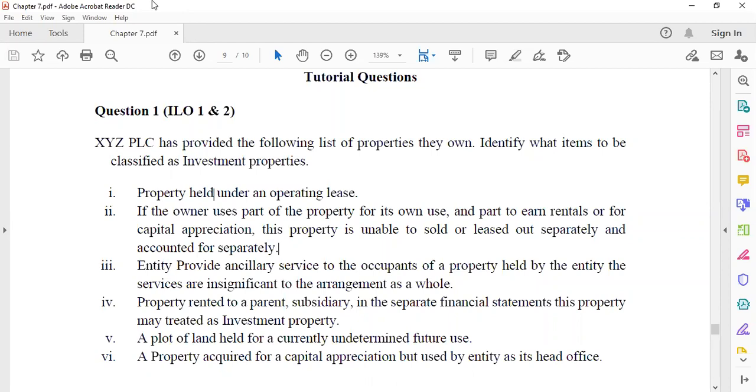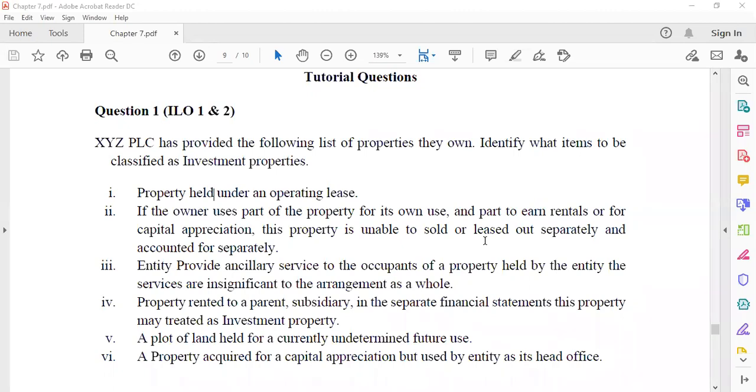Yes, I would like you to attempt that first, followed by the discussion. So just give it a try. The question: is it an investment property or not? That's the fundamental question. So what do you think? Yes, would like to see. Is it investment property or is it PPE? It is investment property. Okay.